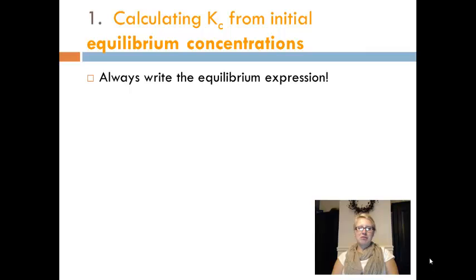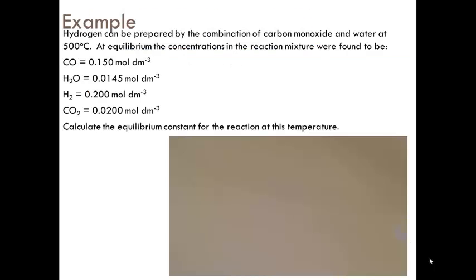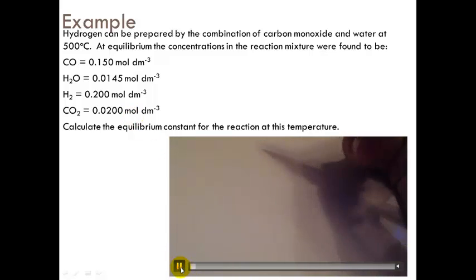So the first type of problem is when the problem asks you to calculate Kc from initial equilibrium concentrations. So to do this, you have to make sure that you always write the Kc expression, or the equilibrium expression. So here's an example. Hydrogen can be prepared by the combination of carbon monoxide and water at 500 degrees. At equilibrium, the concentrations in the reaction mixture were found to be CO 0.15 molar, H2O 0.0145 molar, H2 0.2 molar, and CO2 0.02 molar. Calculate the equilibrium constant for the reaction at this temperature.